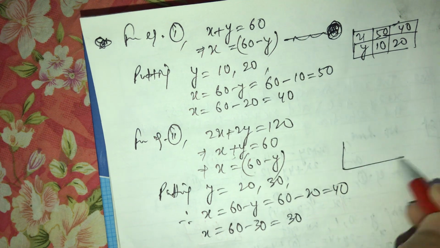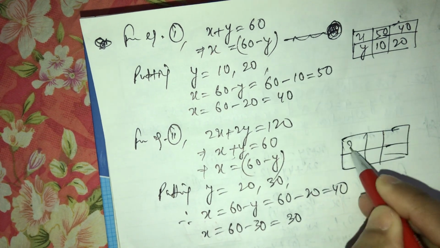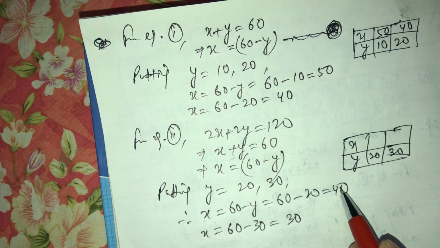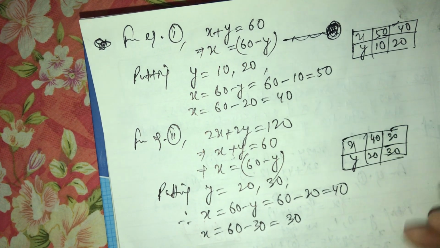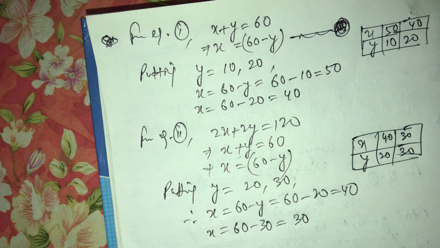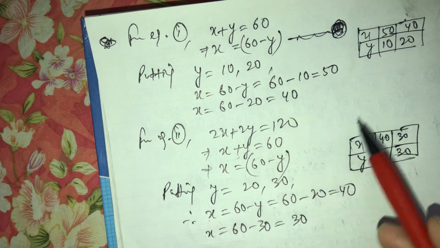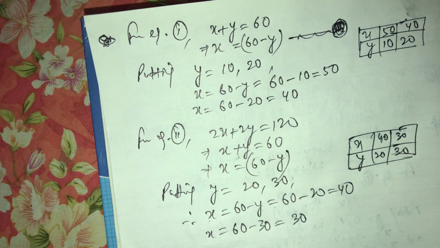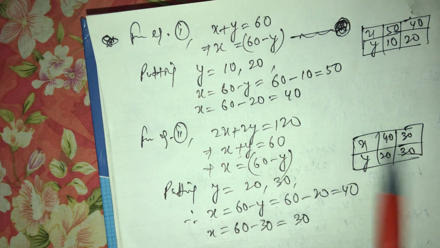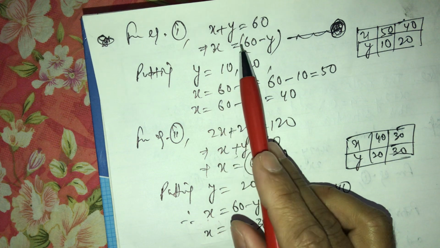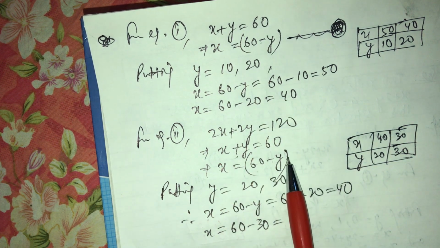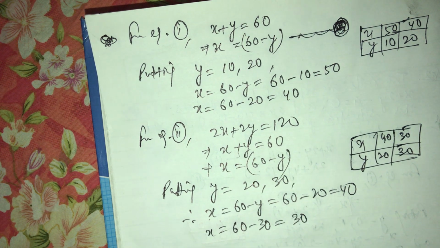So we got the second table as well, x, y. So y is 20 and 30, x becomes 40 and 30. We got both the tables. One thing one must remember, both are actually the same. Though when we frame the equation at first it seems different, both are the same here. See, x equals 60 minus y, here also you got x equals 60 minus y. So this kind of situation you may get.